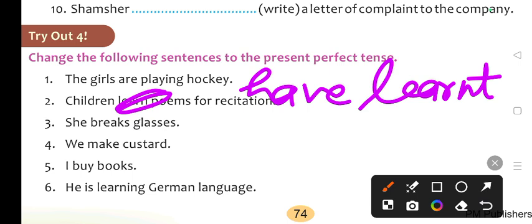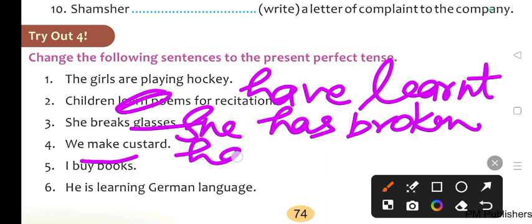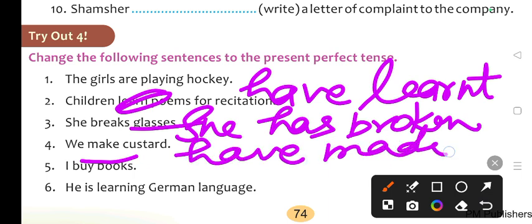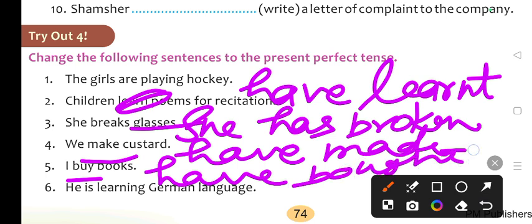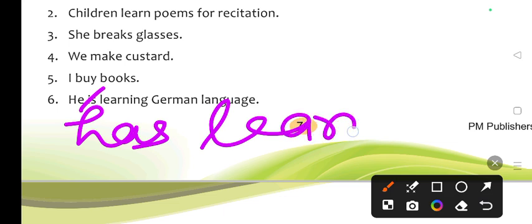The next one, she breaks glasses. So we will use here she has broken. Understood? She has broken, and write the glasses as it is. We make custard. So what will be here? We will put here have according to the subject. So we have made custard. I buy books. So I have bought. B-O-U-G-H-T. So I have bought books. He is learning German language. He has. We will put here has. He has learnt, L-E-A-R-N-T. He has learnt German language, right?